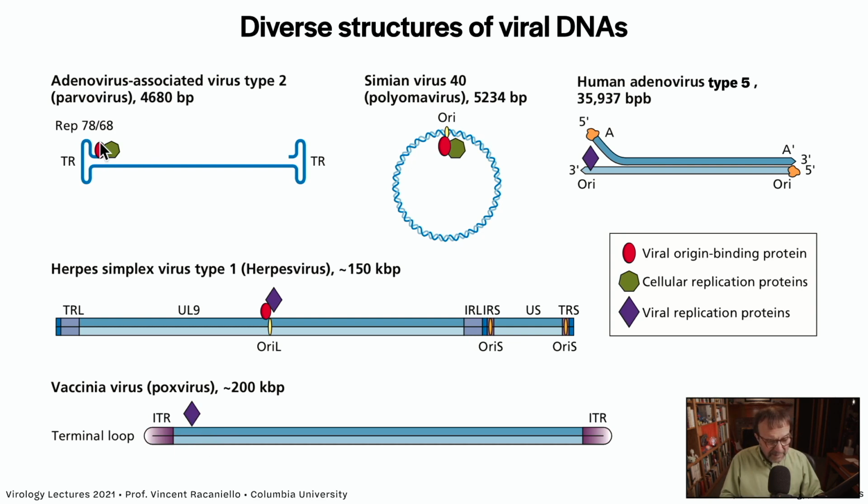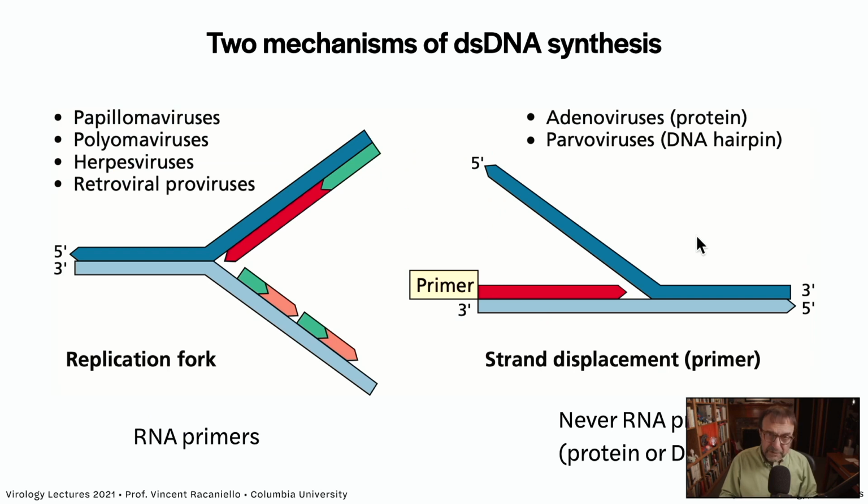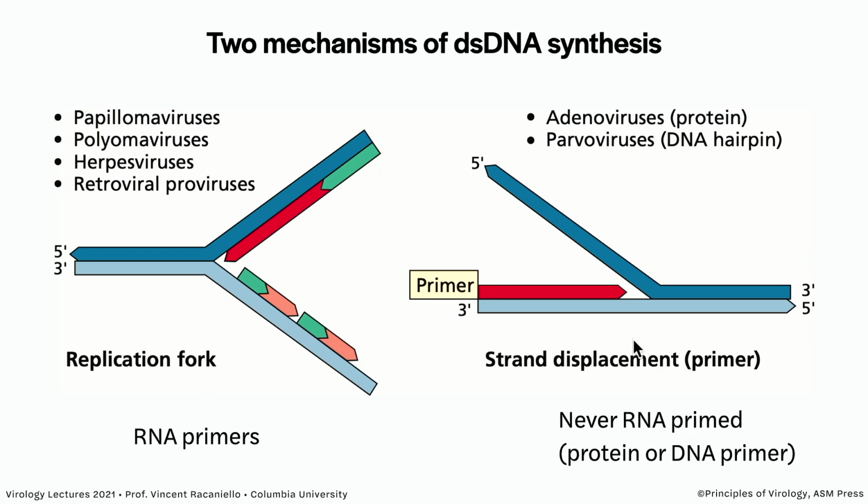The ORI for AAV parvoviruses is at this end here on the left end, as you'll see. And then we have cellular replication proteins, which get recruited to the ORI via these viral origin binding proteins, which are in red. They help to recruit cell replication proteins. And then some viruses encode their own replication proteins, so the bigger genomes, as you see. All right, so there are two broad mechanisms of DNA synthesis: replication fork or strand displacement. All right, so let's start with the replication fork.